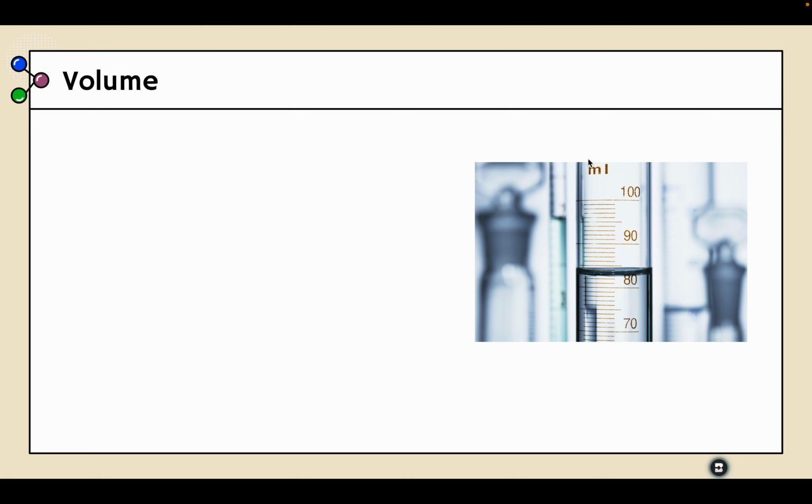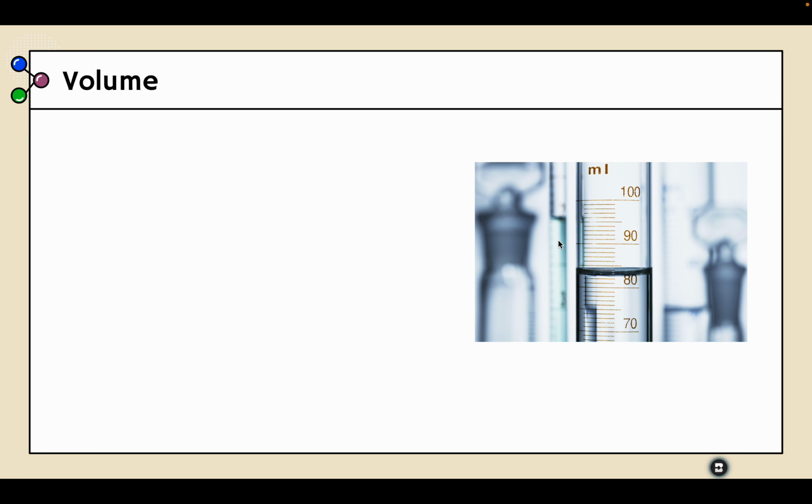This tells me that it's in milliliters, so this tells me what my volume is. Pretty easy, right? How much space does the water occupy? Well, in this case, it would be 80, 81, 82, and maybe just shy of 83, but for the sake of the video, call it 83 milliliters. Now, how the heck do I just know that it's 83? Why wouldn't it be maybe above this line where it's close to 85?